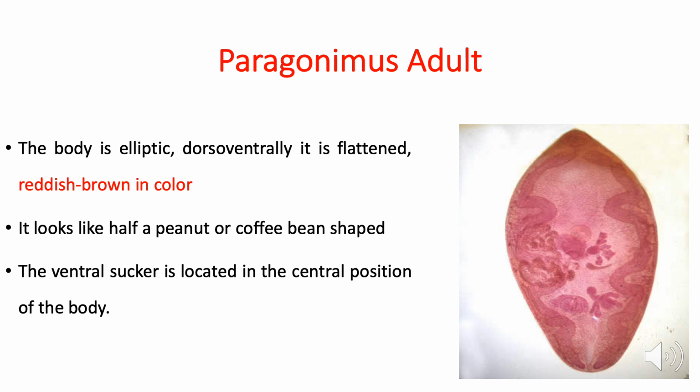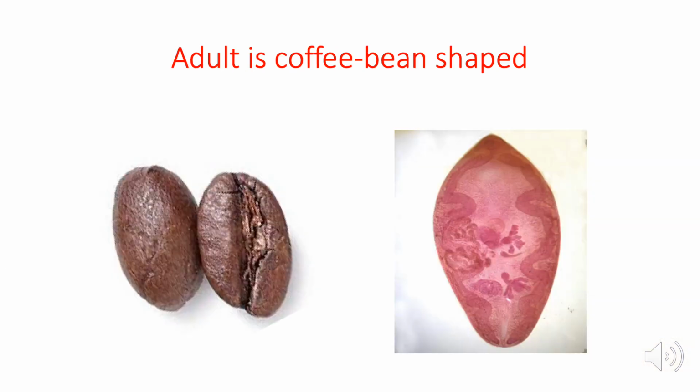Another distinguishing characteristic, the ventral sucker of the adult stage of Paragonimus is found in the midline or middle portion. In other trematode adult worms, the ventral sucker is found near the oral sucker. In the case of Paragonimus, the ventral sucker is found in the middle part of the body. Shown in this PowerPoint slide are pictures of a coffee bean and that of Paragonimus westermani. So therefore, their adults really look like coffee beans.